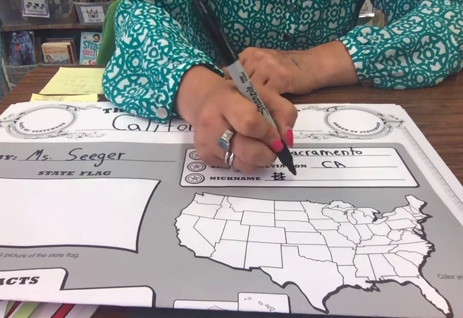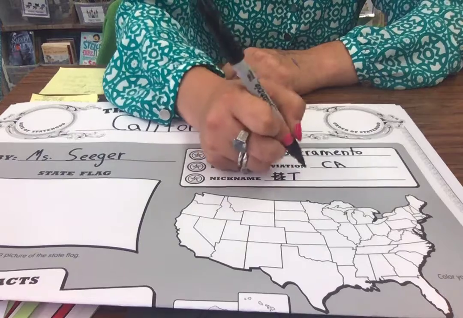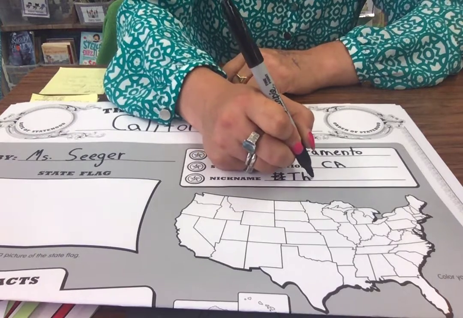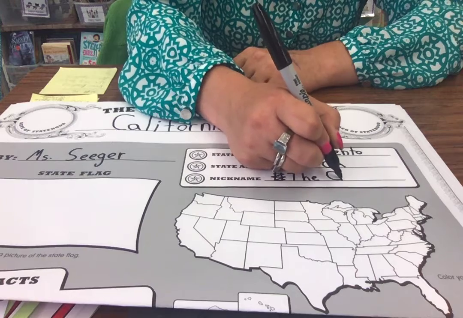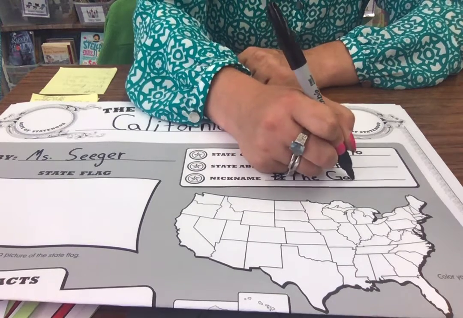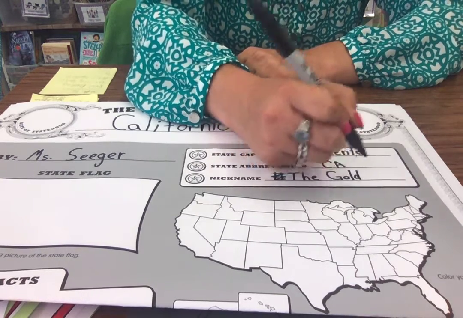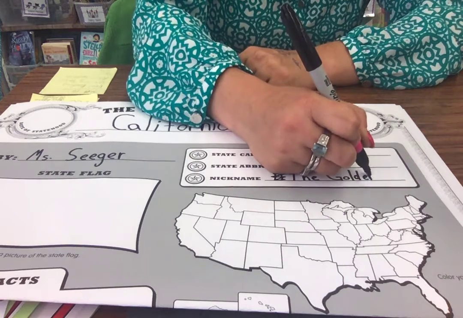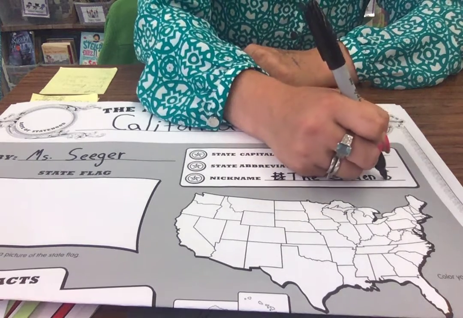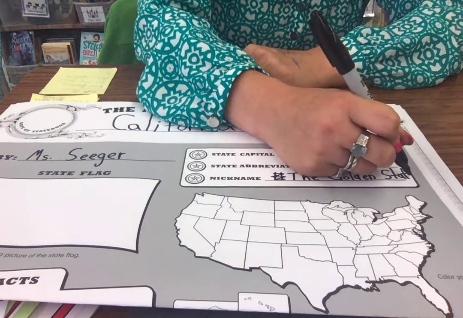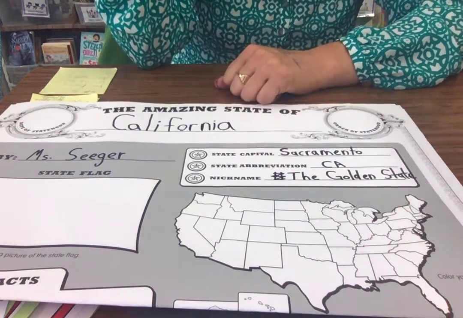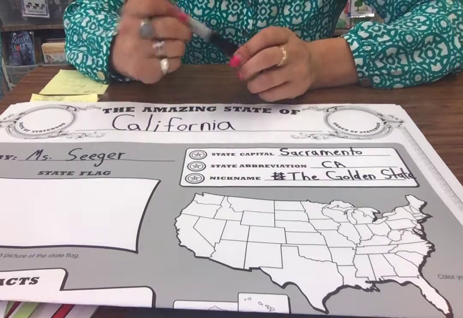Oopsie, I made a mistake. I don't have an eraser. I'm going to do this. The Golden, because of all of our beautiful sunshine, the Golden State. That's our nickname, the Golden State. All right.